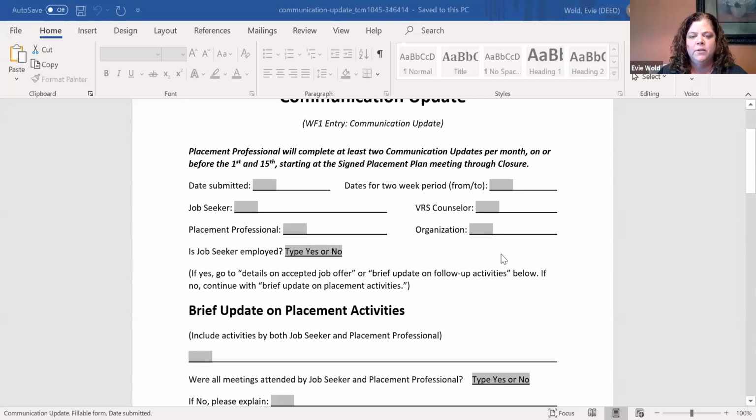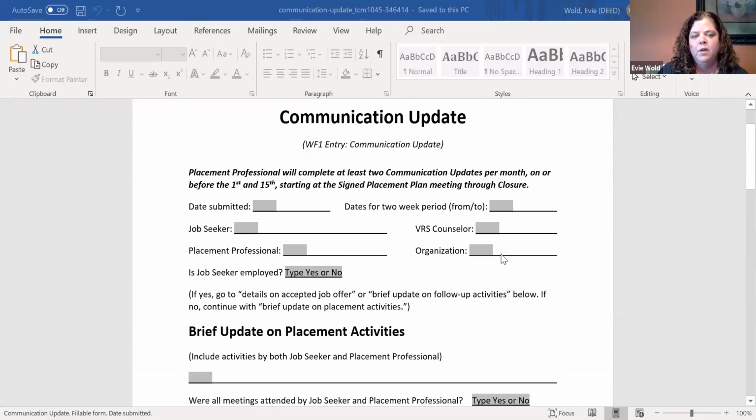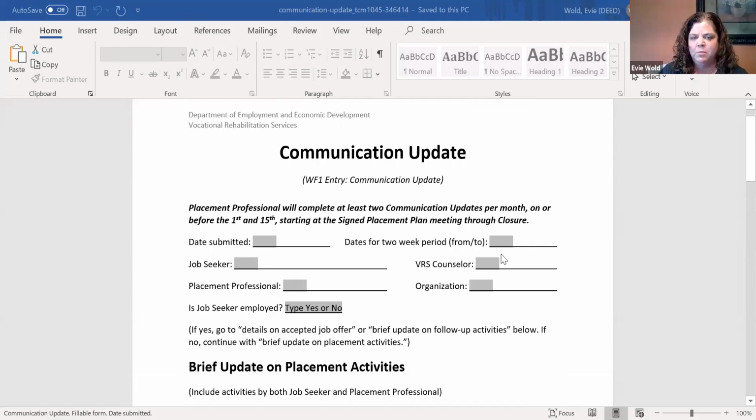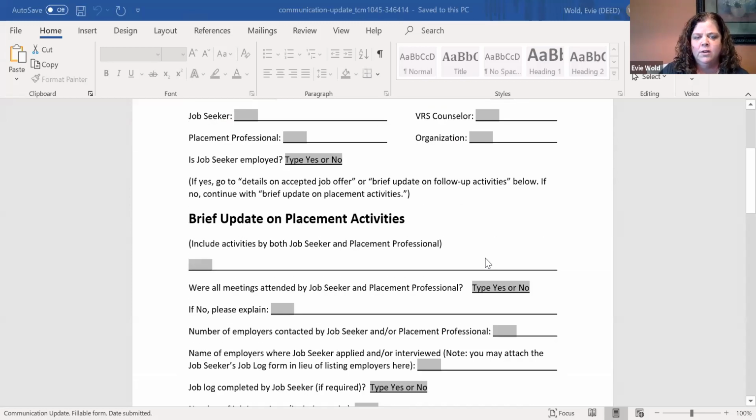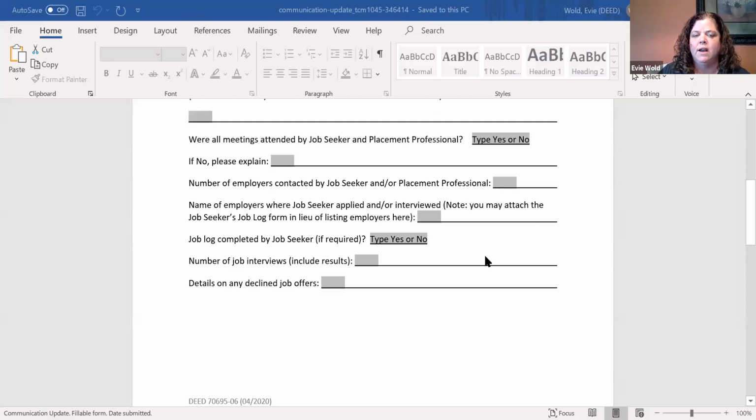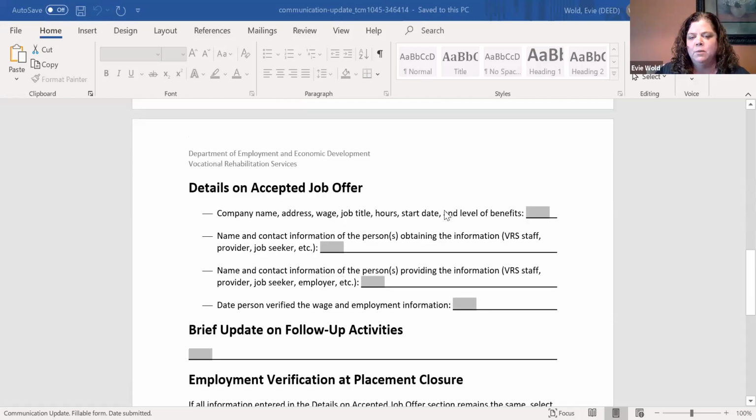So you should be familiar with this communication update form. We look for this form once the person starts in the placement process, so after the placement plan is written, and we look for this form from you twice a month by the 1st and the 15th throughout that whole placement process. If you go to the second page, you'll see some changes here regarding the job offer. So RSA requested that we collect more information about the employer, more details. So we added in that information here.